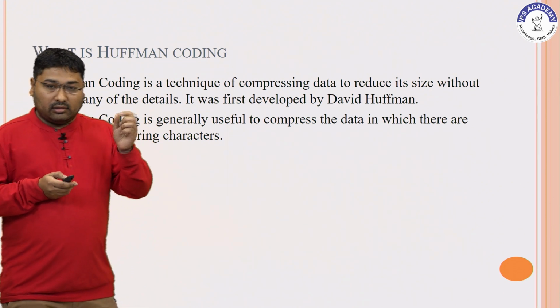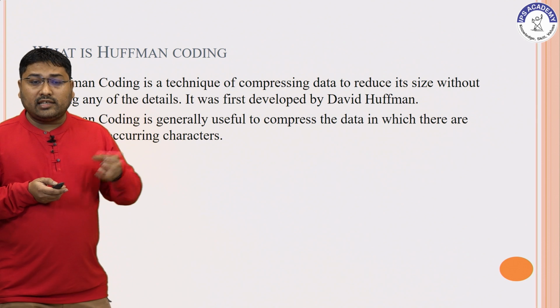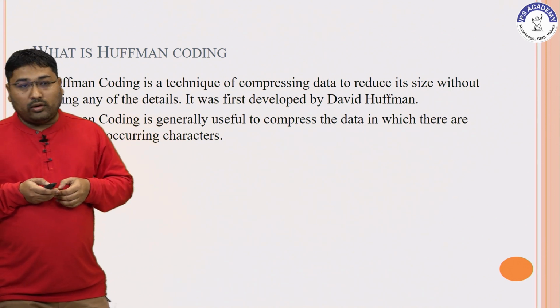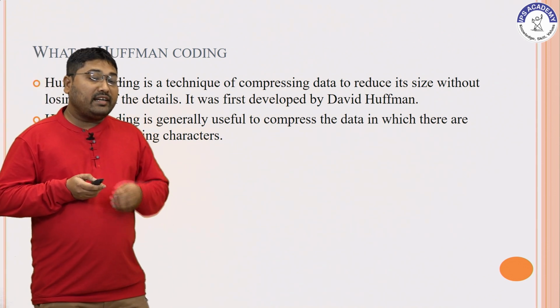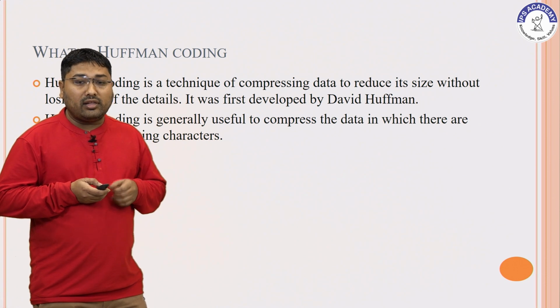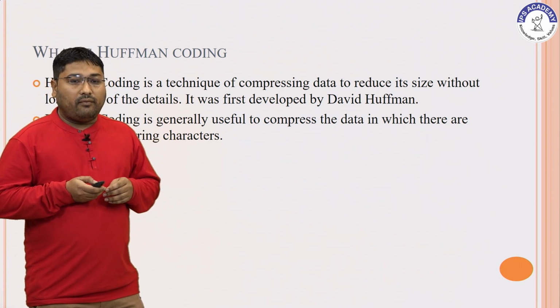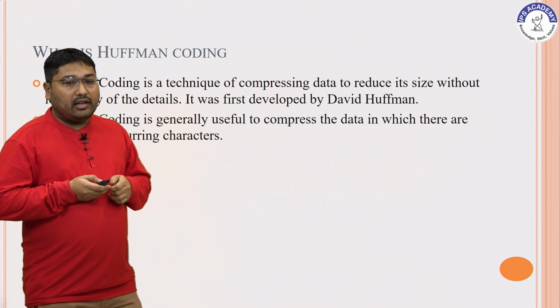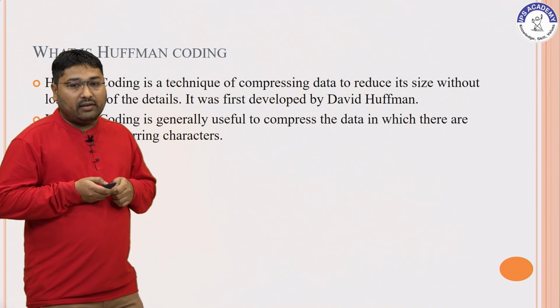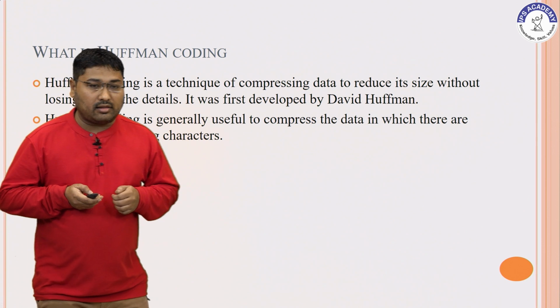Basically, the data contains characters, and each character has an ASCII code. So Huffman coding is a technique for compressing data to reduce the size without losing any of the details. It was first developed by David Huffman and is generally useful to compress data in which there are frequently occurring characters, like this.